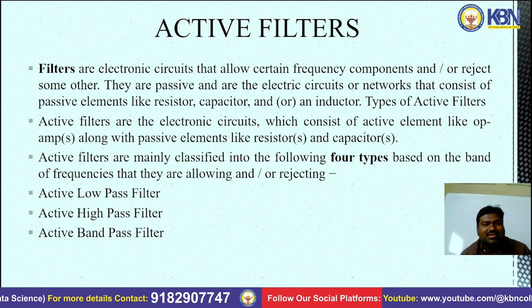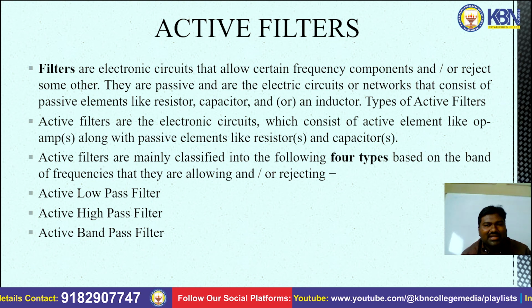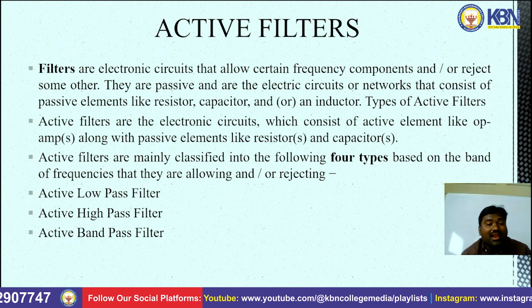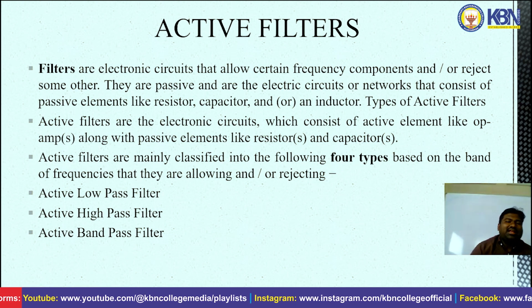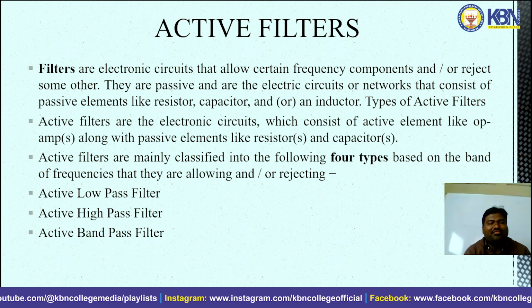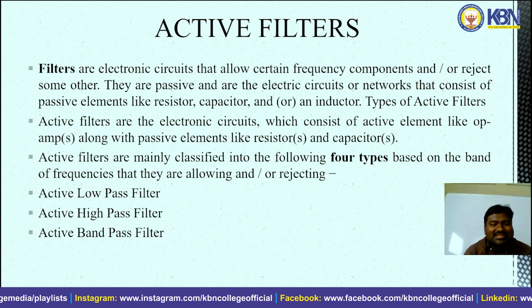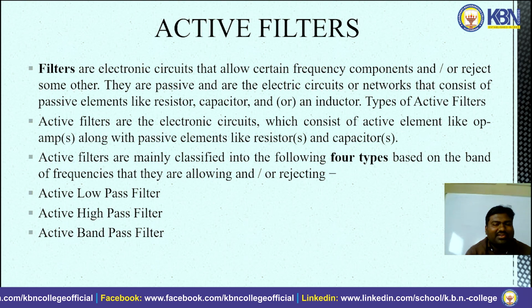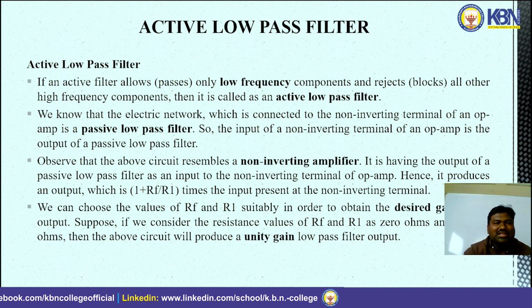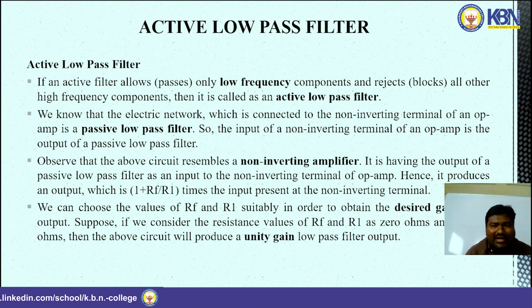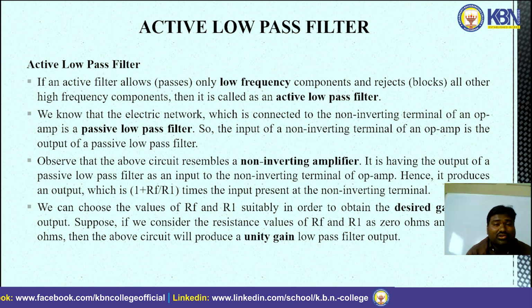Active filters are electronic circuits which consist of active elements like operational amplifiers along with passive elements like resistor and capacitor. The active filters are mainly classified into 4 types based on the band of frequencies that they are allowing or rejecting. First one is active low pass filter, second one is active high pass filter, third one is active band pass filter. In an active low pass filter, if an active filter allows only low frequency components and rejects all other high frequency components, then it is called an active low pass filter.